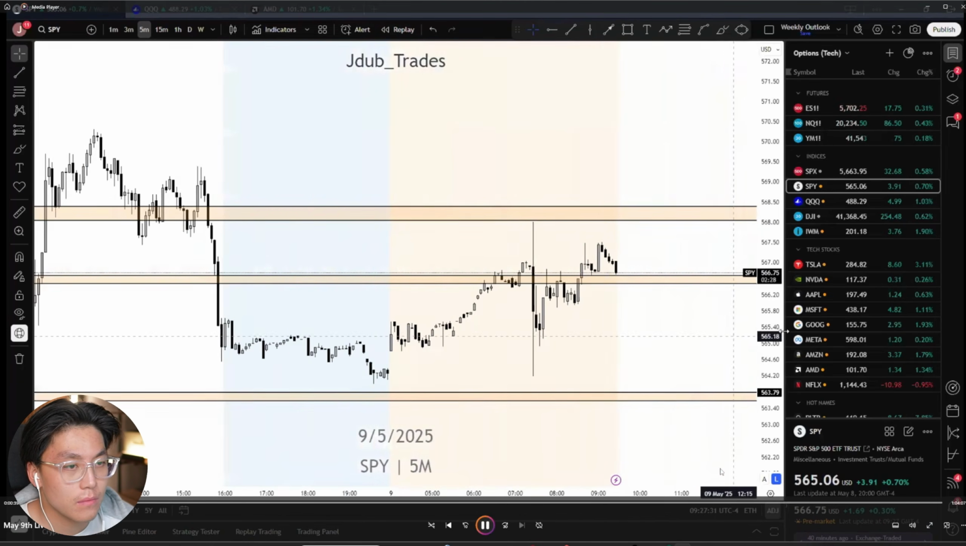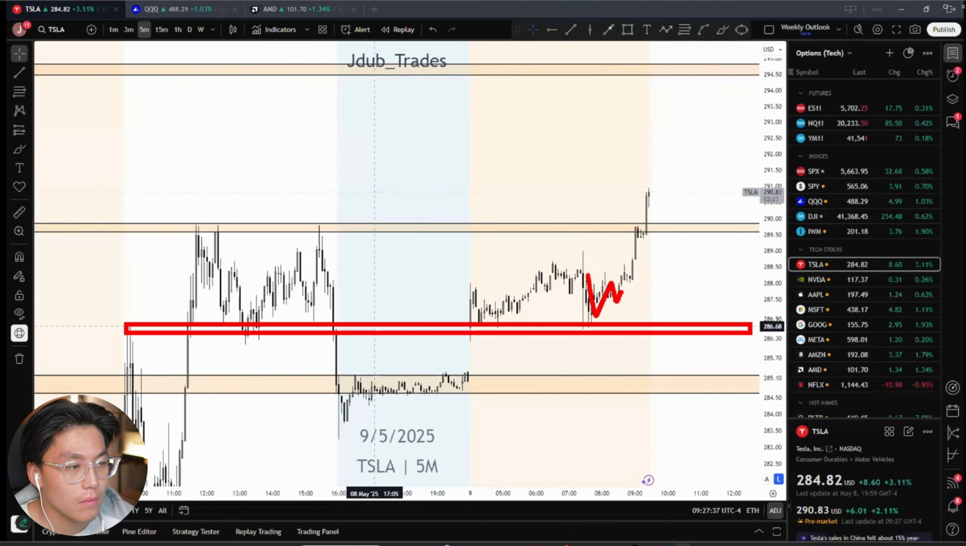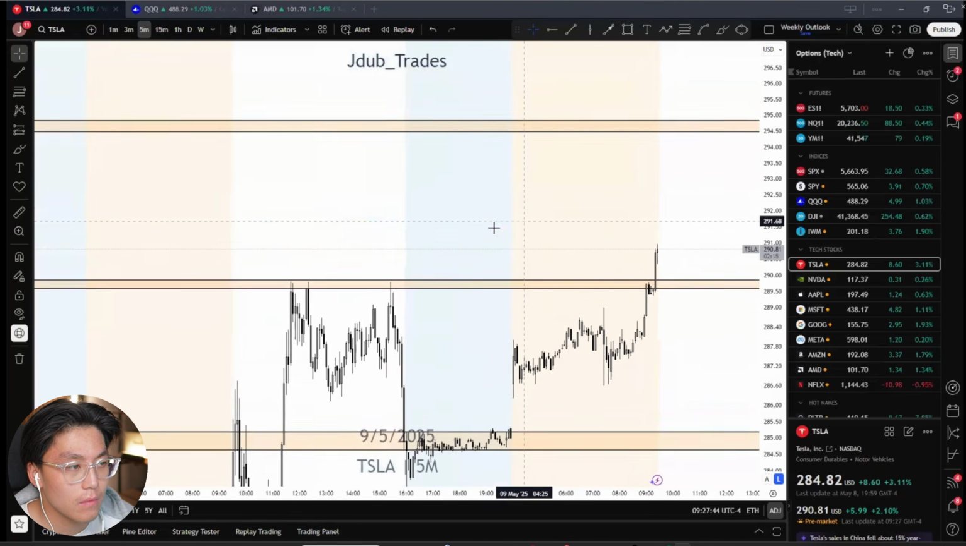It's going to be this 568 along with this 566. As for my top watch now, you can see Tesla showing a lot of strength here in the pre-market. We talked about this one earlier into the session, how it had strength. Now you can see we're actually breaking outside this in the pre-market. This one has a lot of strength.